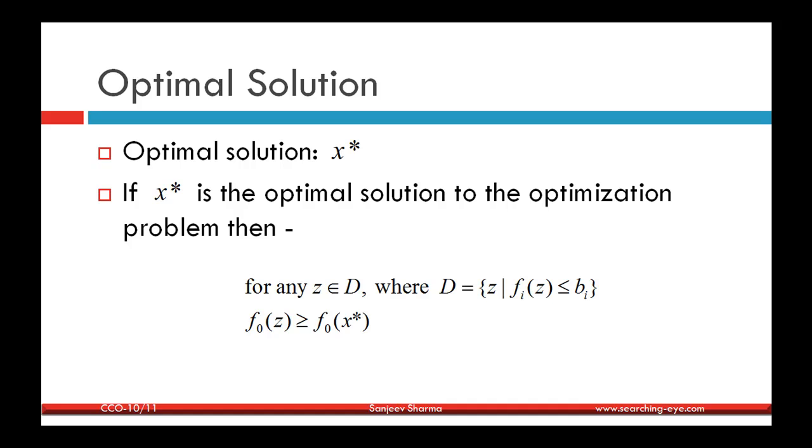So the optimal solution x star is a value of the optimization variable x which minimizes the objective function f naught of x among all feasible points. The optimal solution is the value of the optimization variable among the feasible points for which the objective function is minimized. That is, f naught of x will give the minimum value for the optimum value of the optimization variable x.